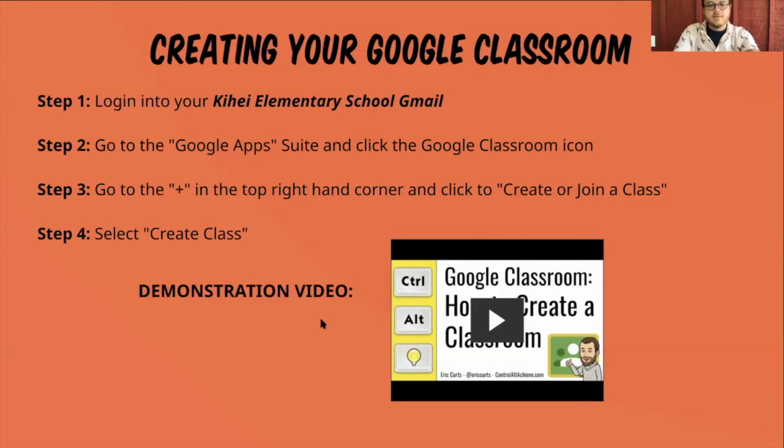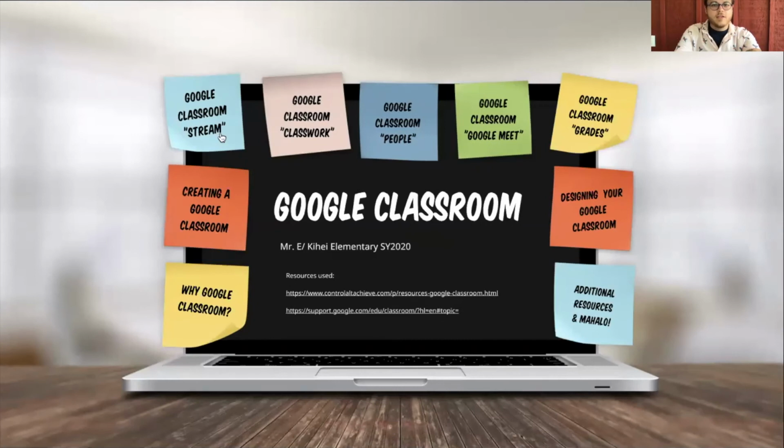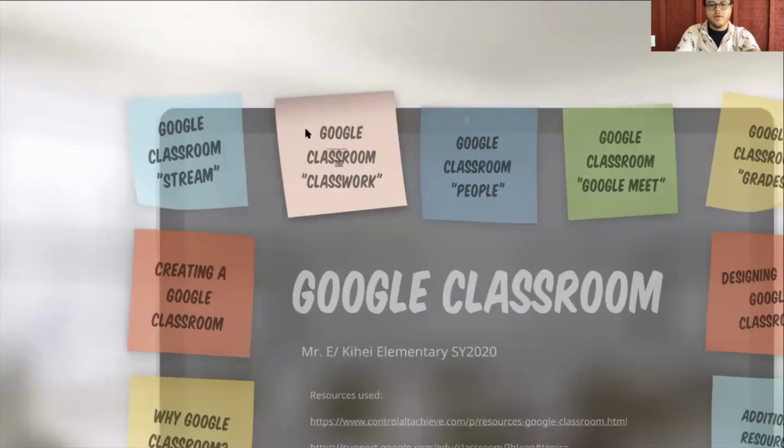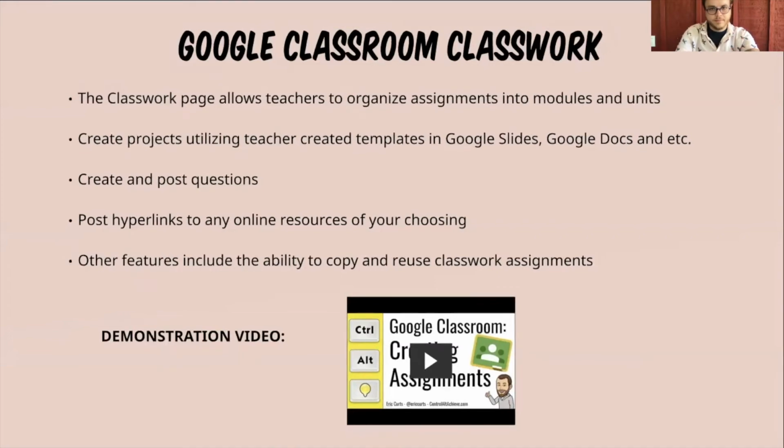So each of these slides we set up just like this. For example, if I wanted to look at Stream, then I want to go into Classwork. And when I go into Classwork, I'm going to see my bullet points here or steps. So you get an explanation of things to think about and things to know in terms of that category within Google Classroom, in this case, Classwork. And then there'll be a supporting demonstration video from Eric Kurtz.